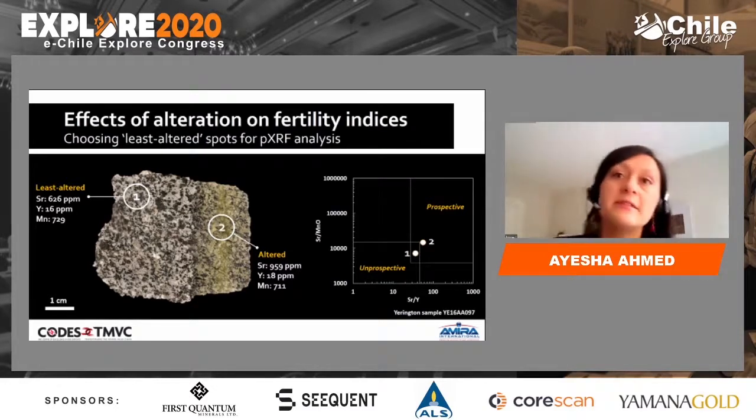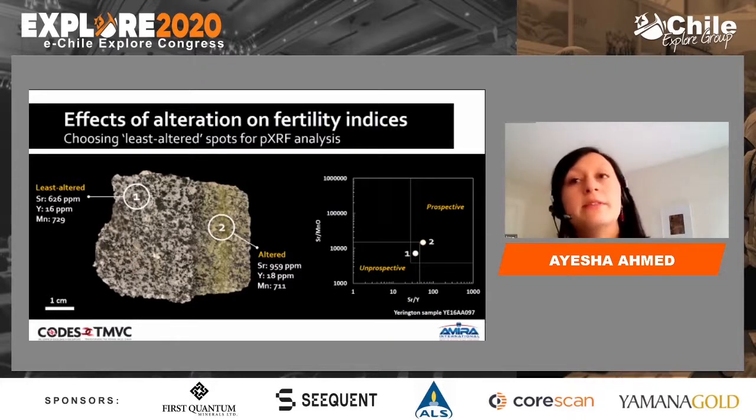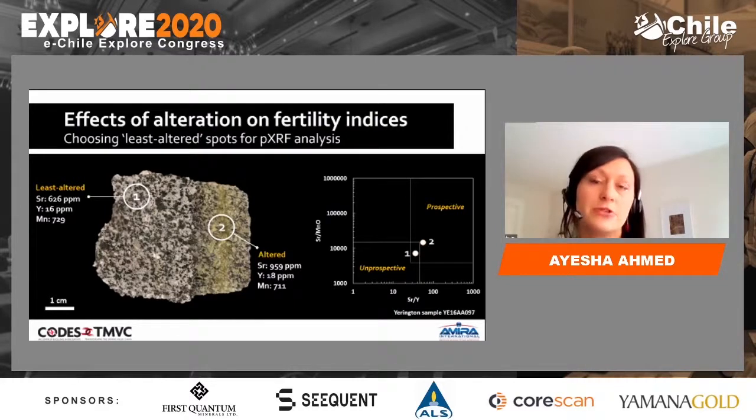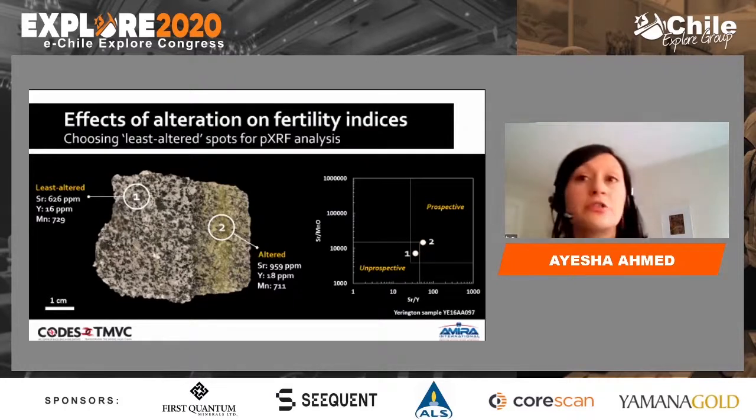So just take this as a cautionary note to always attempt to analyze the least altered parts of rock samples. And this example really highlights a strength or added benefit of using the PXRF here, which is the ability to niche sample centimeter wide least altered domains of an altered or veined rock.